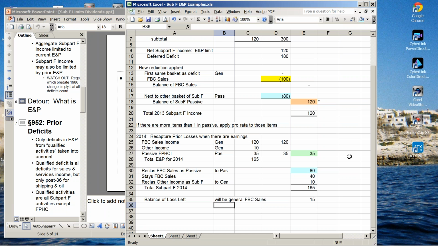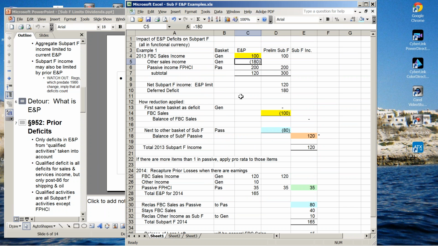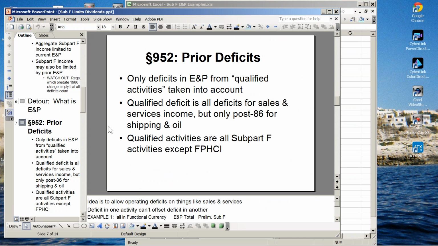So to recap this, when we have a deficit that reduces Subpart F income, we have to recapture that deficit in future years when we have other Subpart F income. In addition to current year deficits, we get to offset certain types of prior deficits against current year Subpart F income. The only deficits we can offset are those from qualified activities in the same chain of companies. And we'll get to that piece in a moment.